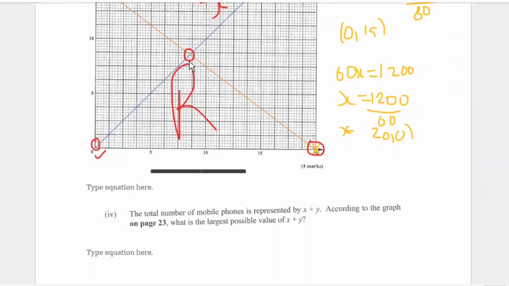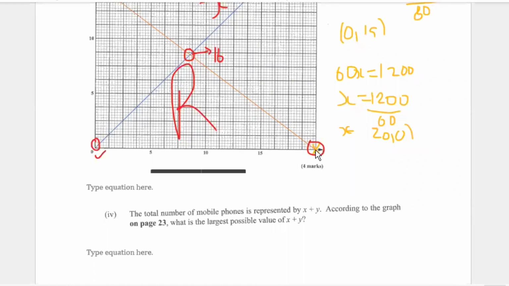But for right here, this is somewhere between, so this is 5, 6, 7. So this is about 7.8 plus, let's say 8. So that would give us 15.8 phones. So probably round it off to 16 phones. So at this point, they're telling us that the total of x plus y is 16, rough estimate, not accurate figures here.